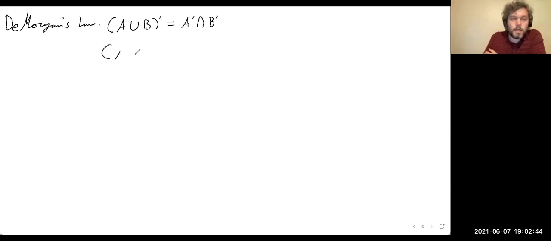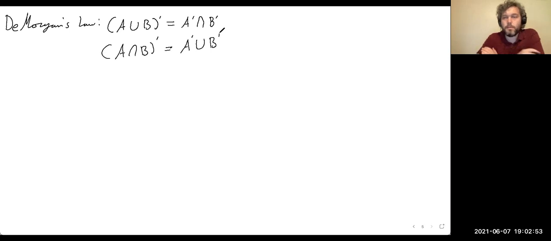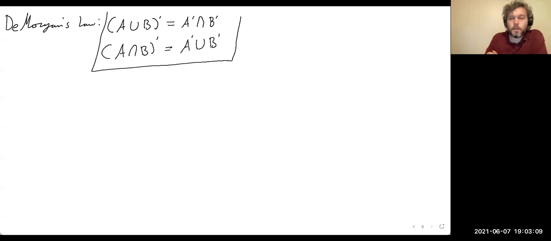The other one that you can write is A intersect B complement could be written as A complement union B complement. Okay, that could also be written that way. So what does that mean? It means the opposite of the intersection is A complement union B complement. So this is De Morgan's law, and we're going to play with this a lot. But this is the earliest time we can introduce that.